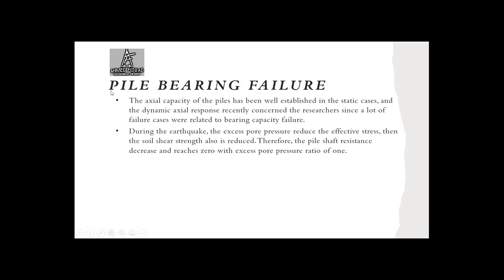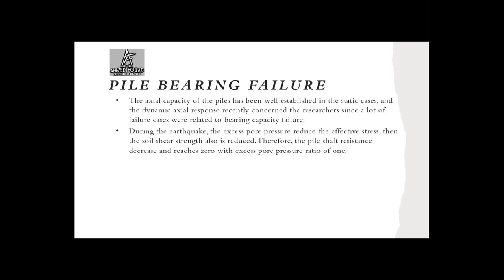During the earthquake, the excess pore water pressure reduces the effective strength, then the soil shear strength is also reduced. Therefore, the pile shaft resistance decreases and reaches zero with an excess pore water pressure ratio of one. So when the soil reaches the liquefaction state, at this moment the effective strength reaches zero. And if we look at the static equation of the bearing capacity, we will find that the friction resistance of the pile is a function of the effective strength.